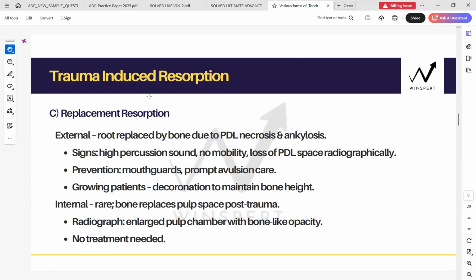Nikita, you would have done the endo treatment in an avulsed tooth within the first week of the treatment. You won't wait till ankylosis for that, Nikita.